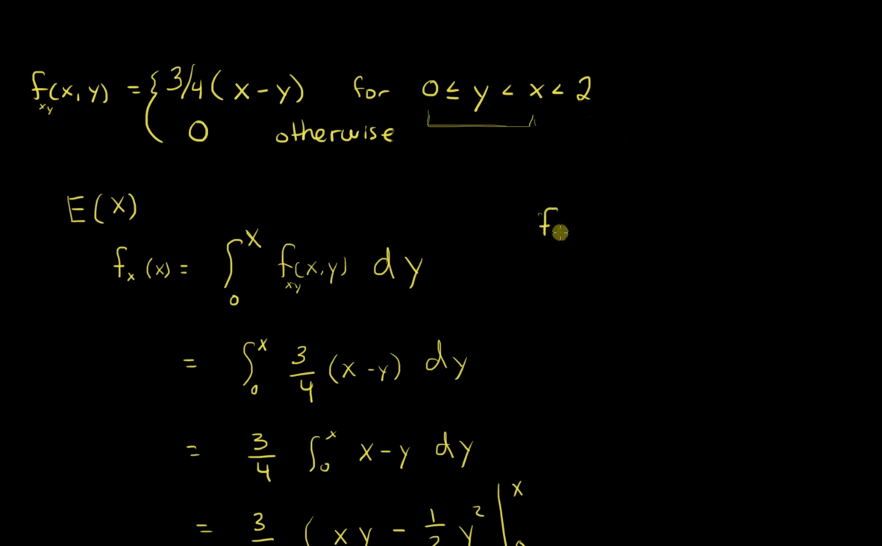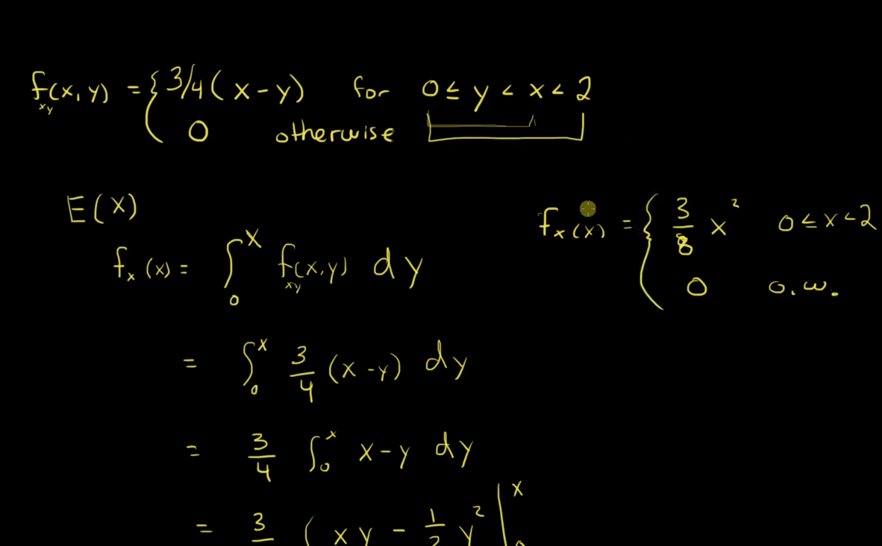Let me write that here. We found it was 3/8 x squared. Now, what's the support? What can x be? Well, we've already integrated out y, so now the support is x between 0 and 2, and it's 0 otherwise. So this is the marginal distribution of x.